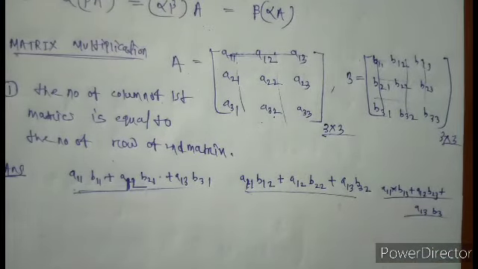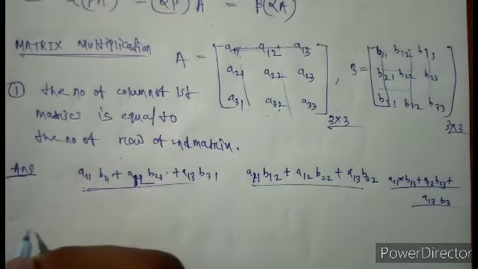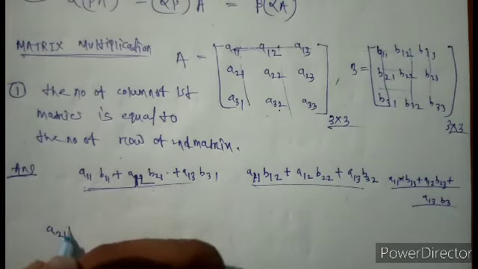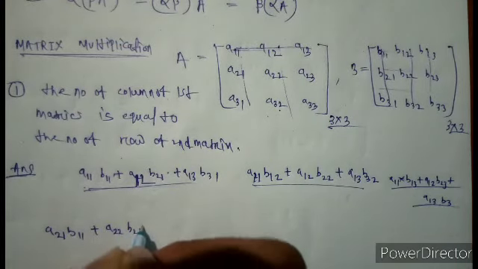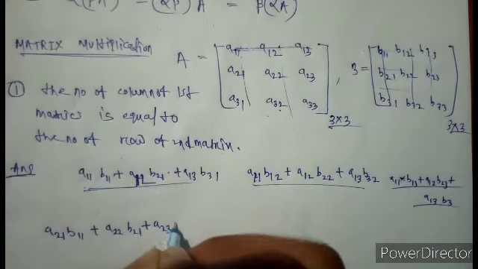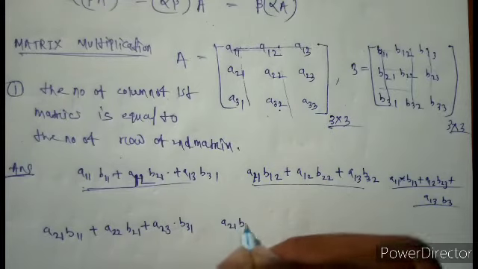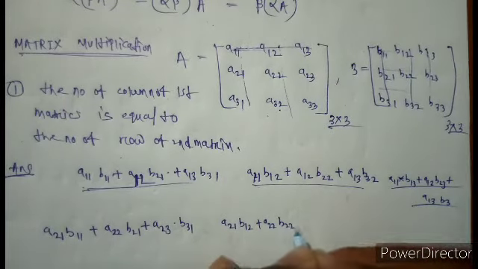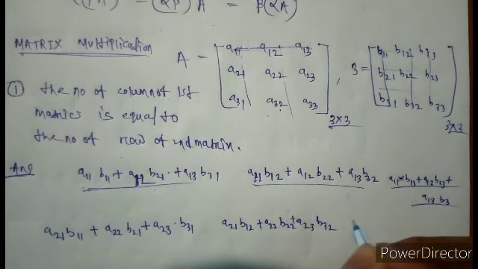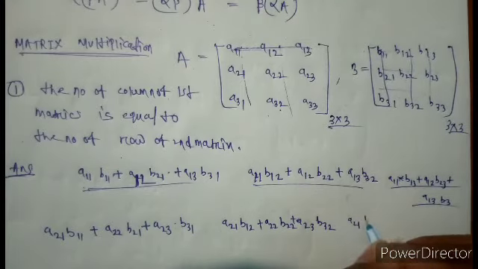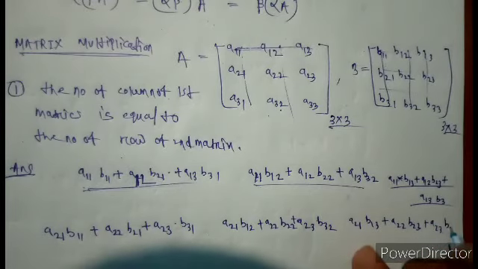Okay, this is the third one. Similarly, we can write here A21 B11 plus A22 B21 plus A23 B31. Similarly, A21 B12, A22 B22, A23 B32. Similarly, A21 B13 plus A22 B23 plus A23 B33.